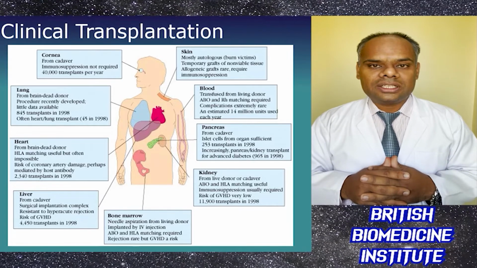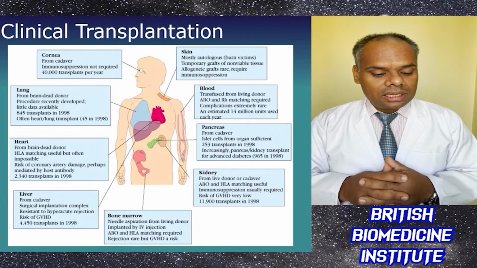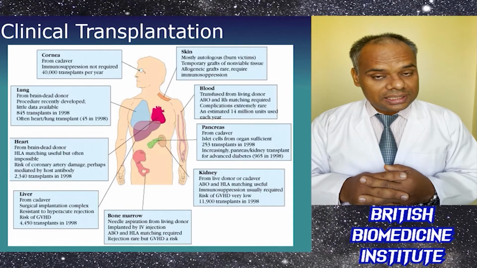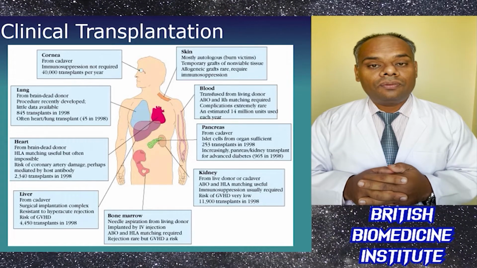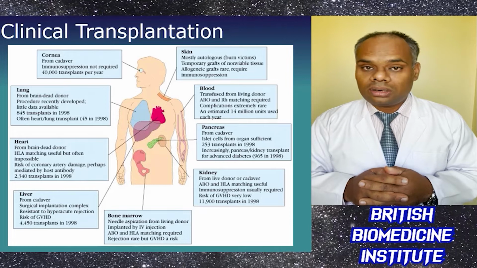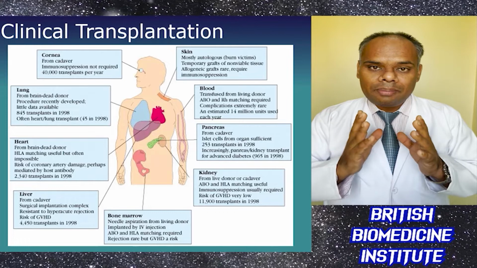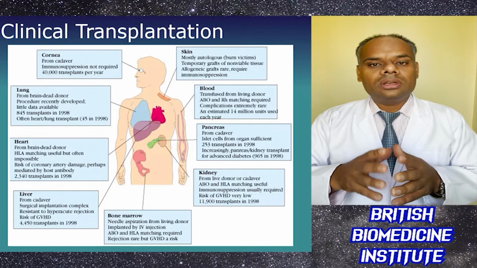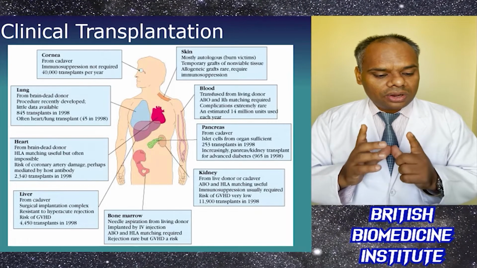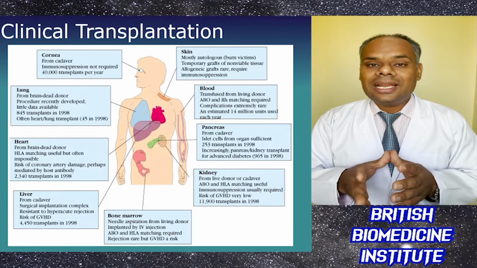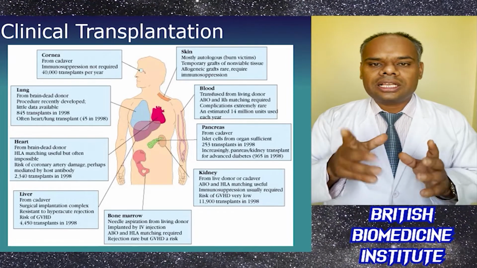Liver can also be transplanted from the cadaver. The surgical implantation is complex. Resistance to hyperacute rejection increases, and there is a risk of GVHD, and in 1998 there were 4450 transplants. Heart from a brain dead donor can be transplanted. HLA matching is useful but often impossible. Risk of coronary artery damage, perhaps mediated by host antibody. In 1998, 2340 hearts were transplanted.